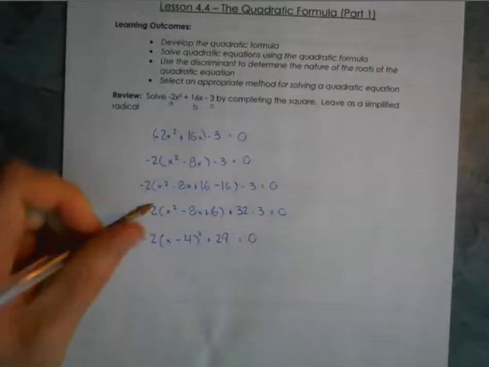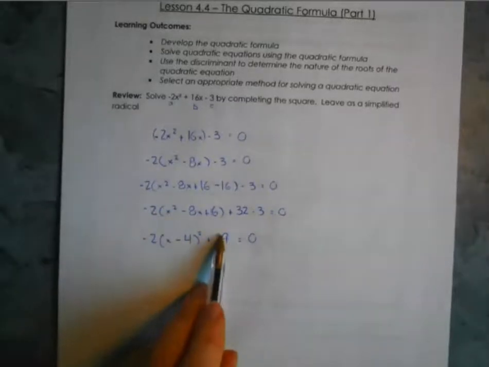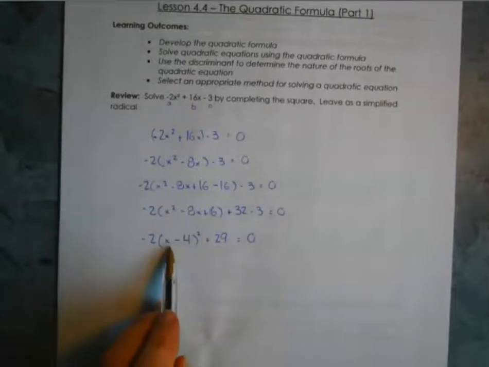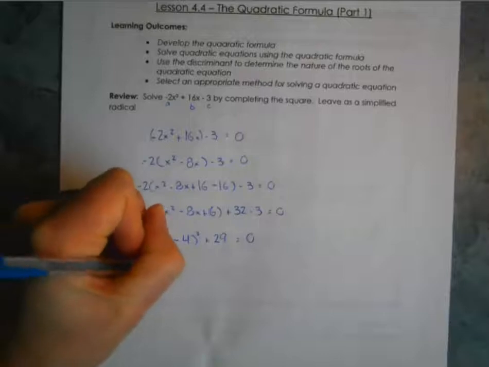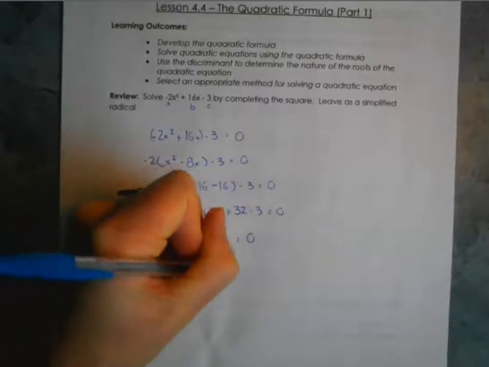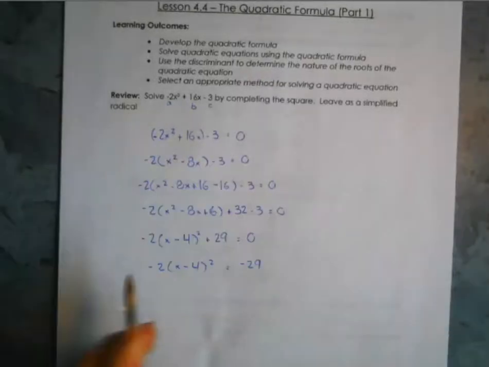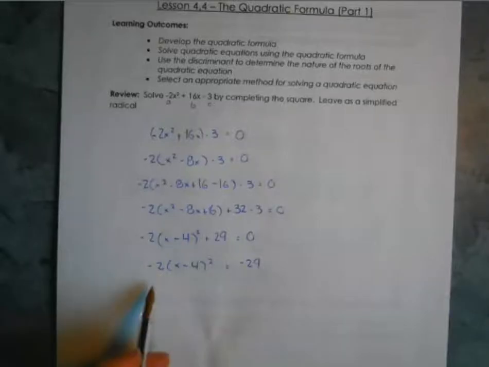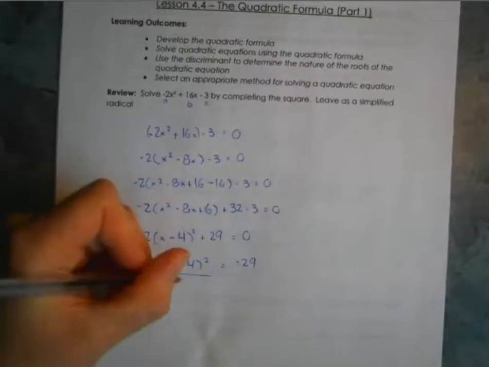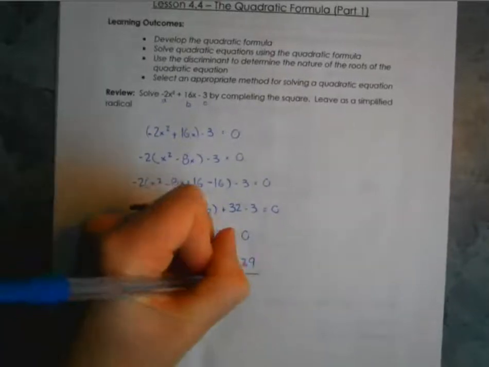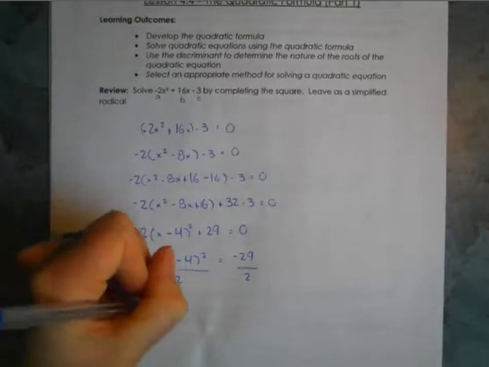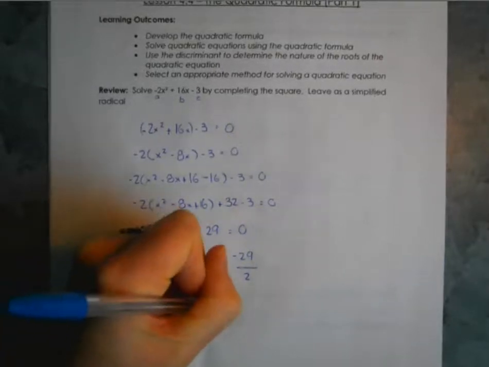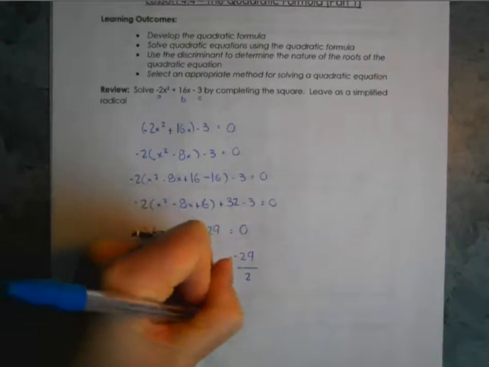Now we want to start moving this value away so that we can get closer to solving for x. Let's move 29 to the other side. So we have negative 2 times x minus 4 squared equals negative 29. Next, algebraically, we get rid of this 2 that's being multiplied by the bracket, so let's divide out the 2. If we do that to one side, we have to do it to the other. So now we have x minus 4 squared equals negative 29 over 2.